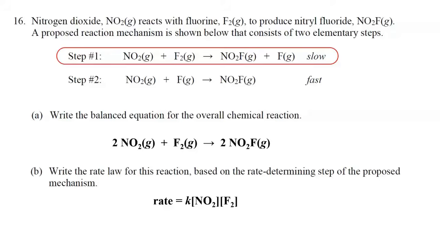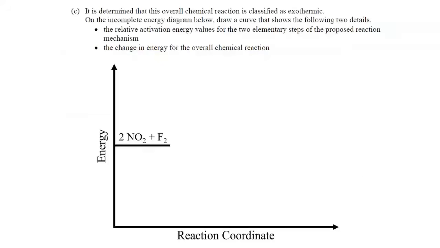All right, let's get to the energy diagram. This is part C. It is determined that this overall chemical reaction is classified as exothermic. On the incomplete energy diagram below, draw a curve that shows the following 2 details: the relative activation energy values for the 2 elementary steps of the proposed reaction mechanism, and the change in energy for the overall chemical reaction. So the balanced equation for the overall chemical reaction would be 2NO2 plus F2 produces 2NO2F.